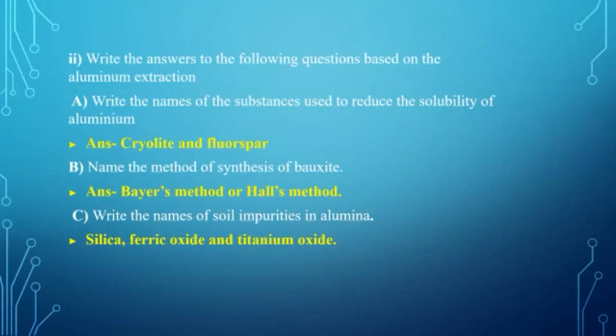Now students, write the name of the impurities in alumina. In alumina, students, what are the impurities? You have to write them down. So students, silica, ferric oxide and titanium oxide, these are the impurities in alumina. So students, these are all question number 2. 3 questions, very simple, a single line is asked, and you have to write it down. It consists of 3 marks. Second one.